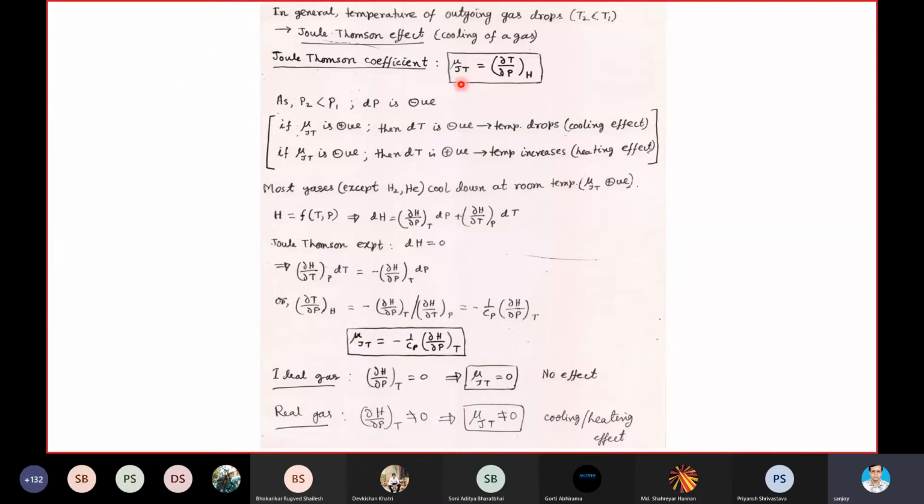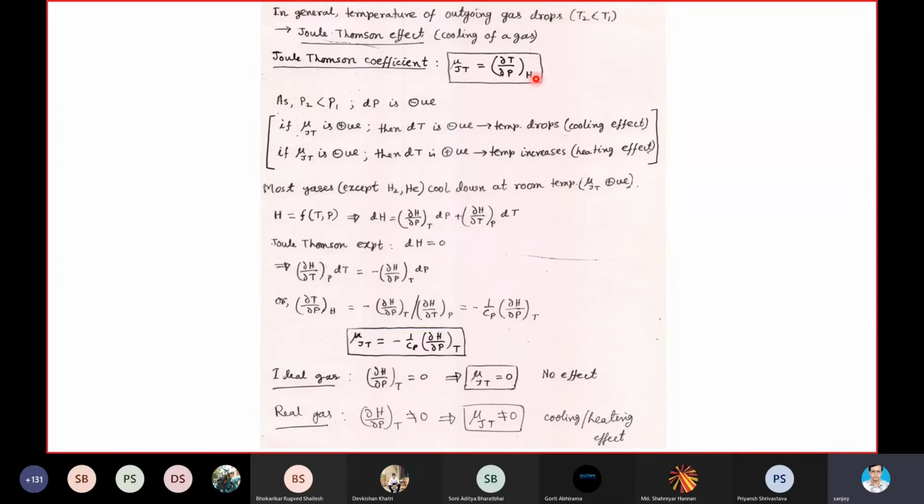Now, what do we need? We will try to generate an expression of this mu, the Joule-Thomson coefficient, and try to connect it to some equation of state so that we can calculate these values. If we can write it down in terms of pressure, temperature, volumes, and so on, then we'll be able to compute it easily with the help of the equation of state. So let us try to do that, and convert this into some measurable quantities.